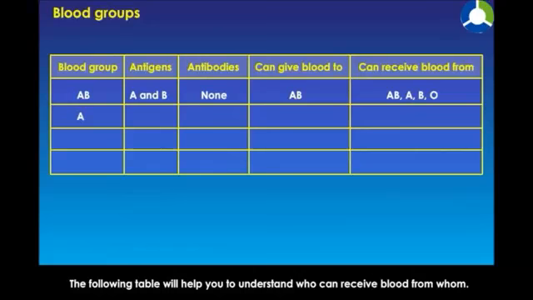Blood group A contains antigens A and antibodies B. They can give blood to blood group A and AB. They can receive blood from group A and O.